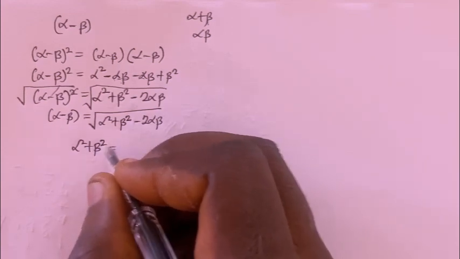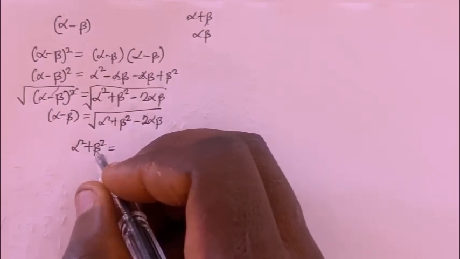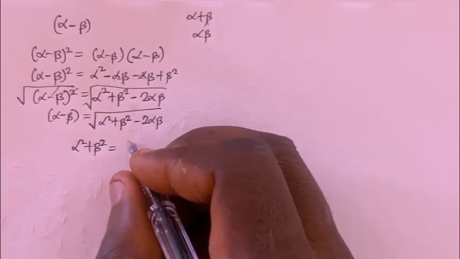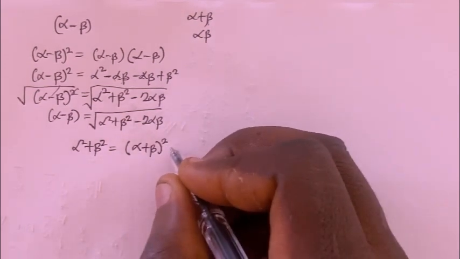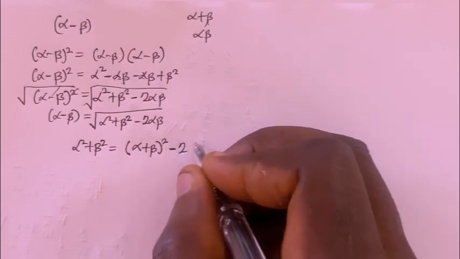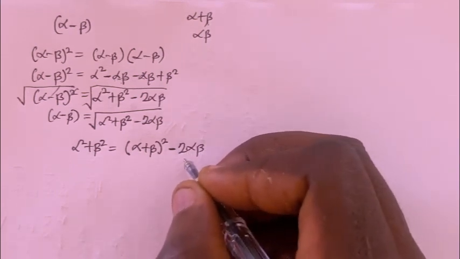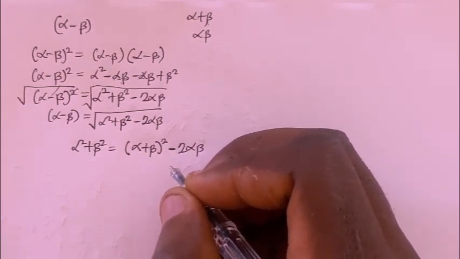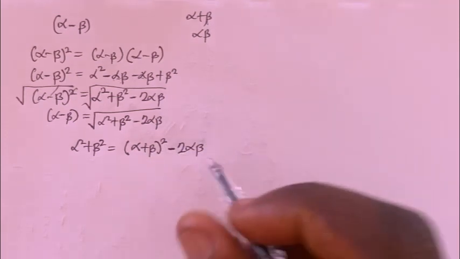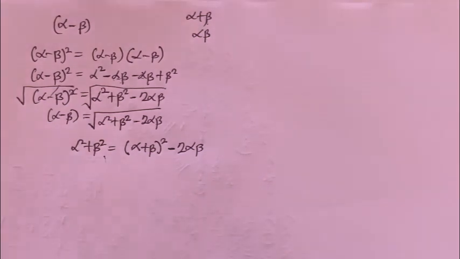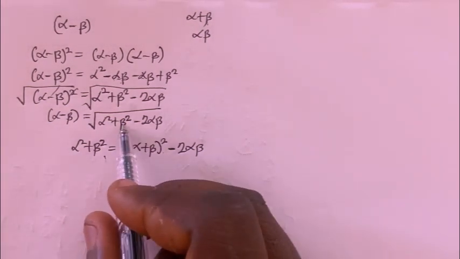Exactly. So the expression for alpha squared plus beta squared is the same as writing alpha plus beta, right, all squared, then minus 2 alpha beta, right? So this is the expression that we got for that one. Exactly. So we have alpha plus beta all squared minus 2 alpha beta is equal to this. So now what I'm going to do is simply put this inside this place.